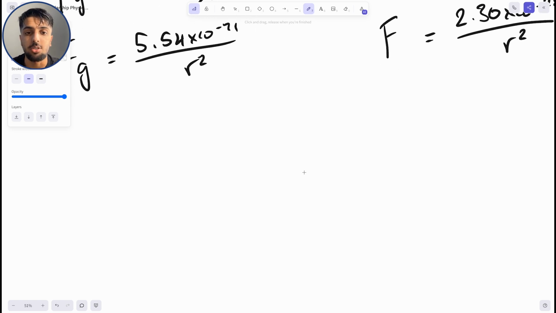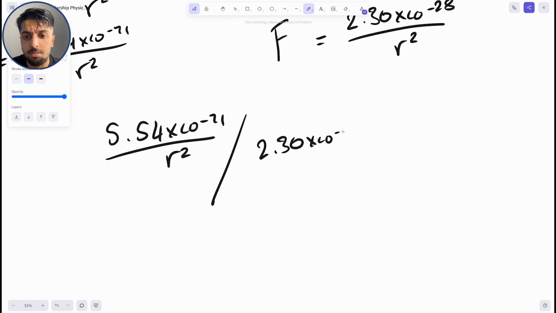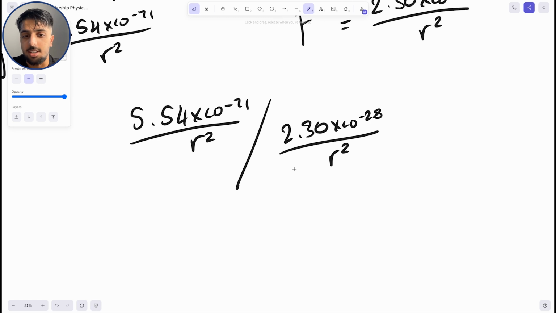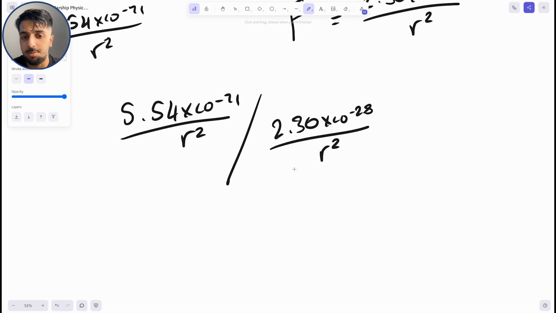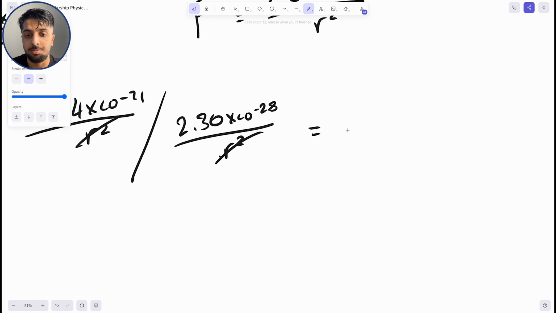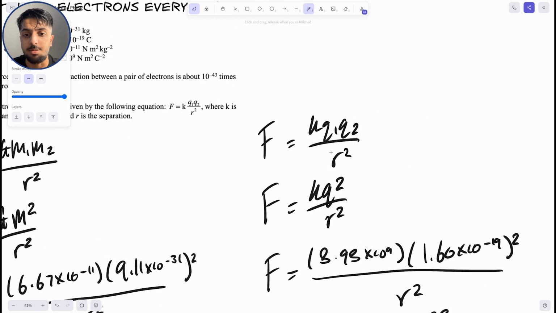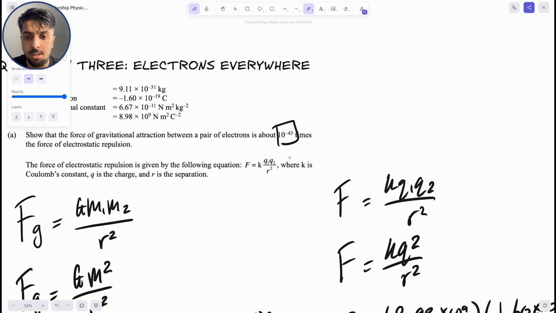Okay, so now comparing the two, we can divide one by the other. And as you can see, like I said before, when we compare them, both R's will cancel out, and we are left with 2.41 times 10 to the negative 43. And as you can see, we have our times 10 to the negative 43 right there.